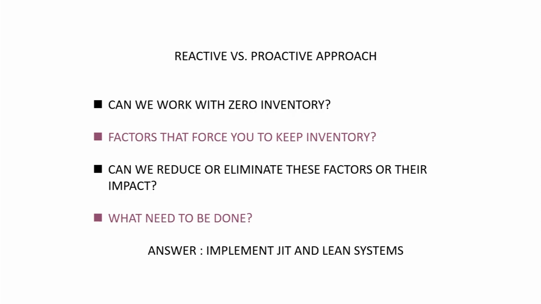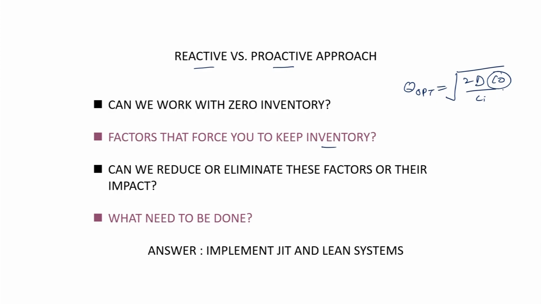Now, let us see some other aspects related to inventory management: reactive versus proactive approach. The proactive approach asks why to keep the inventory. Let us find out the factors which are forcing you to keep inventory. It can be high transportation cost, high ordering cost. If you see the formula of optimal order quantity, it is the square root of 2DCo by Ci, where Co is my ordering cost. The higher the ordering cost, the higher the order quantity.